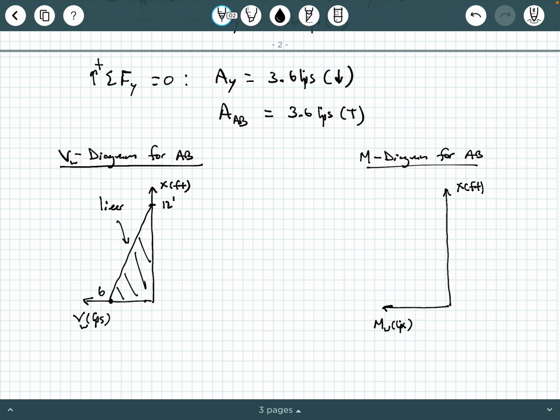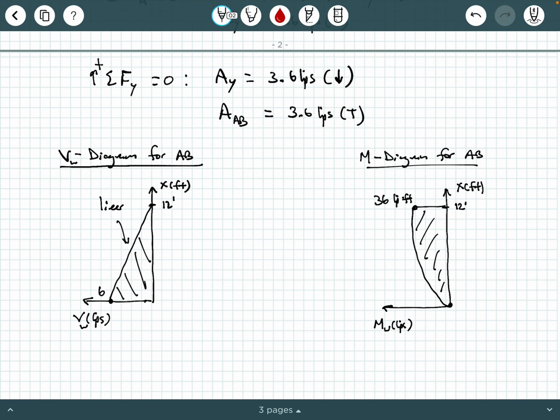And our moment diagram, because we have a pin here at A, moment is going to start at 0. And remember, to get the moment diagram, the change in moment is equal to the area beneath the shear diagram. So we're actually going to have a moment diagram that looks something like this. And then it's going to abruptly close just beneath that 12-foot mark. And this is going to be our moment diagram. And this value is going to be equal to 36 kip feet.